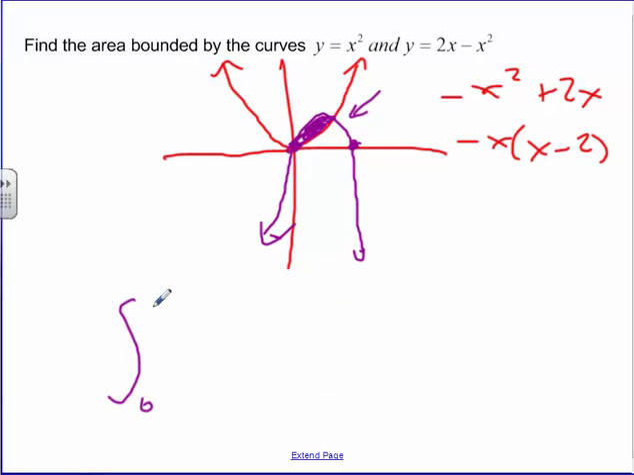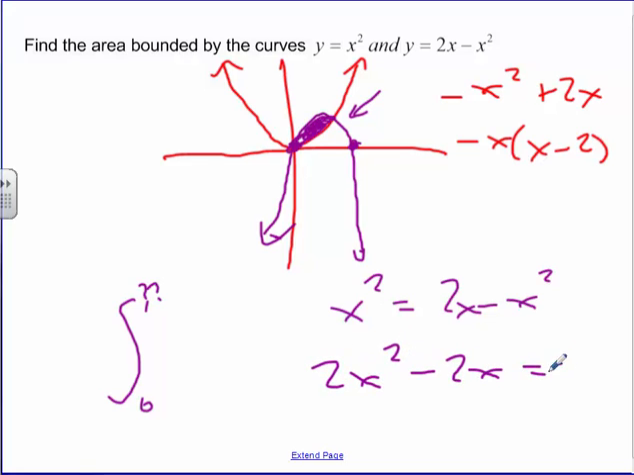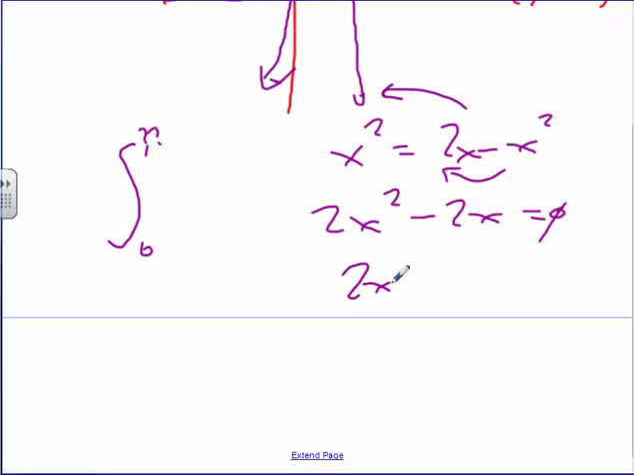Well, so if I don't know where the upper limit's going to be, I need to do a little bit of work first. I need to figure out where x squared is equivalent to 2x minus x squared. Well, this is quadratic, so if I bring everything to one side, I could give you 2x squared minus 2x equals 0 by swinging everything that way. And then if I factor, take out a 2x, it leaves me with an x minus 1. It means that they cross when x is 0 or 1.